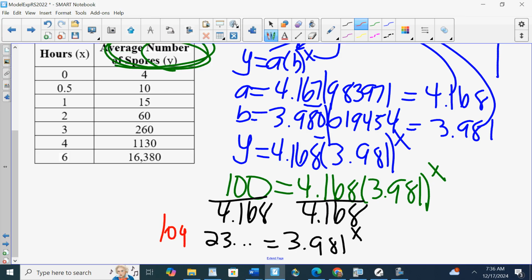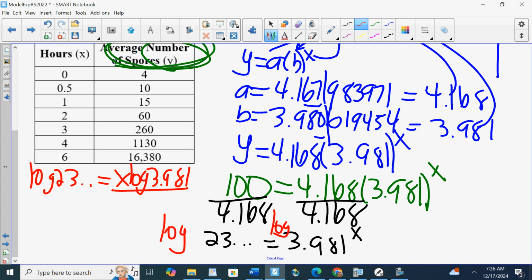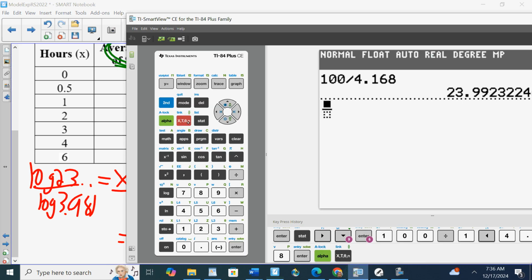Log of both sides. I have log 23 point something equals x log 3.981. I'm one step from the end. Divide by log 3.981. X equals, I'm going to type that into the calculator, alpha x log, copy and paste, over log 3.981.